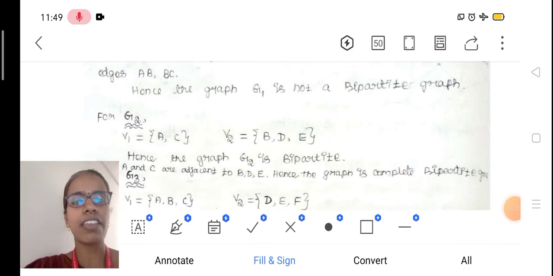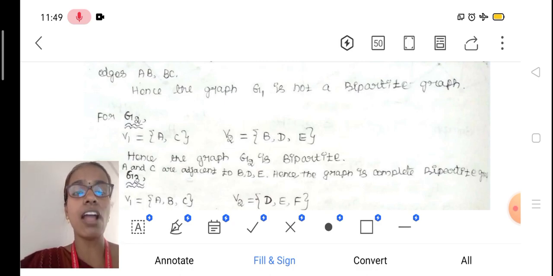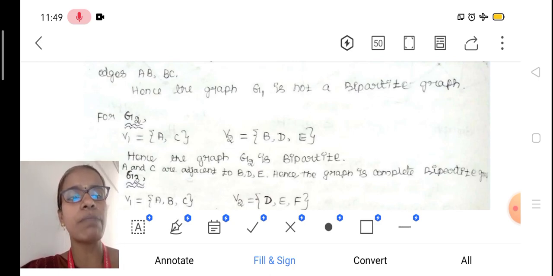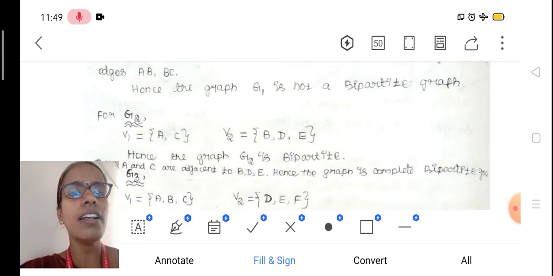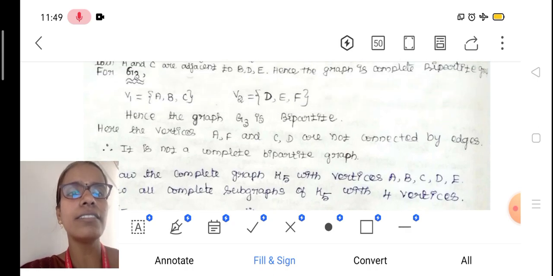From the second graph we can consider V1 as A and C and V2 as B, D, E. So it is bipartite, because we find the partition in such a way that we have to verify every vertex of V1 is adjacent to every vertex of V2. That is called complete bipartite. So A and C both should be adjacent to B, D, E. From the diagram, from the graph only, I have to check those things. It's a bipartite graph.